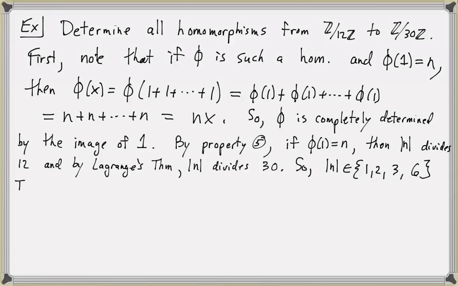Well, if the order of n is 1, then n equals 0, and we have the trivial map, that is, every element of Z mod 12 gets mapped to the identity element 0.